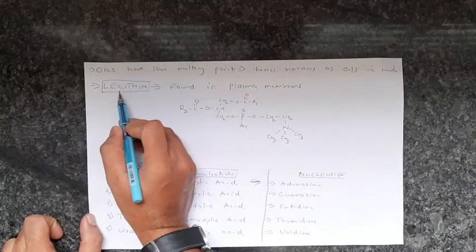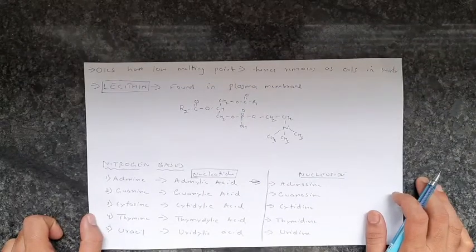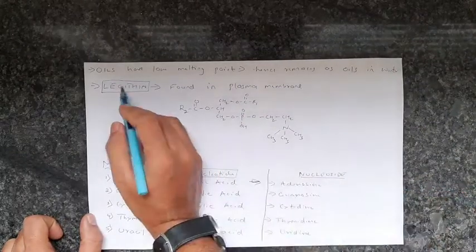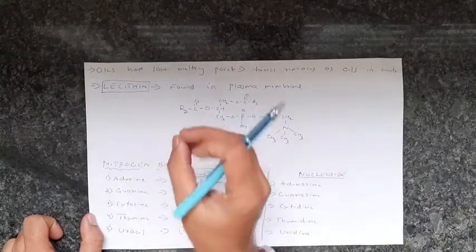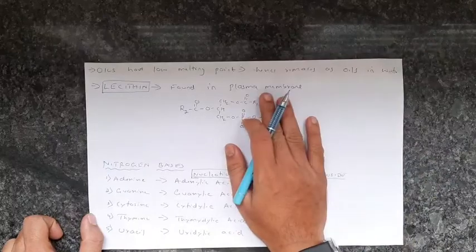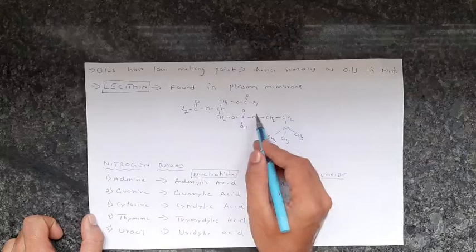Then this one, the lecithin. You know that the plasma membrane of any living organism is mainly made up of lipid bilayer. But what is that lipid? The lipid is nothing but lecithin. So that is found in plasma membrane. Remember, lecithin is the main lipid found inside the plasma membrane, which makes the lipid bilayer. Got it? So the structure of lecithin is given in your NCERT textbook.